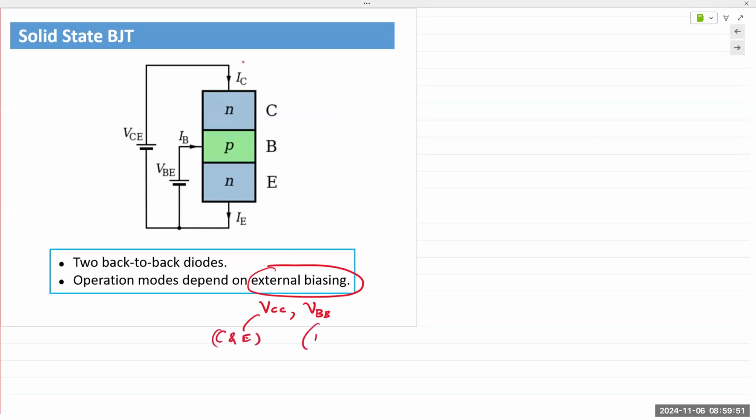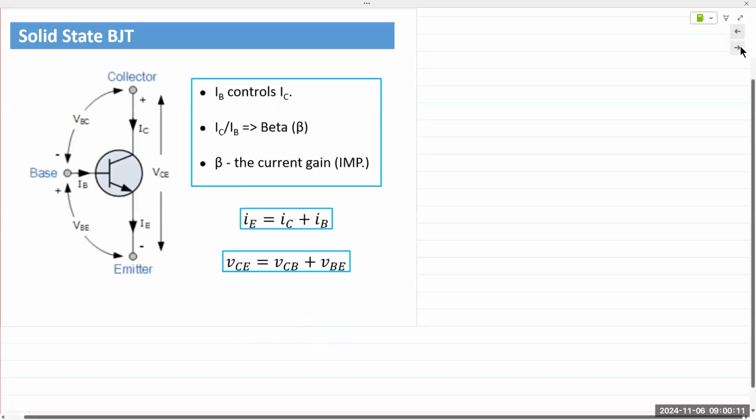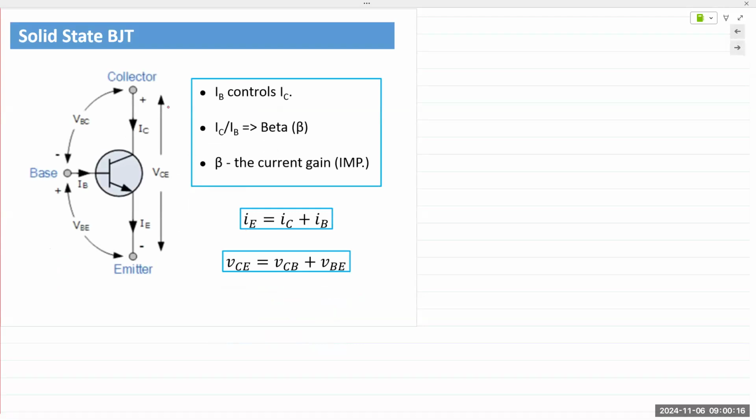And VBB is between the base and emitter. The respective currents and voltages are labeled as IC, IB, and IE, collector, base, and emitter current. And you can see here, like a FET and a MOSFET, the collector current and the emitter current are very close in value.